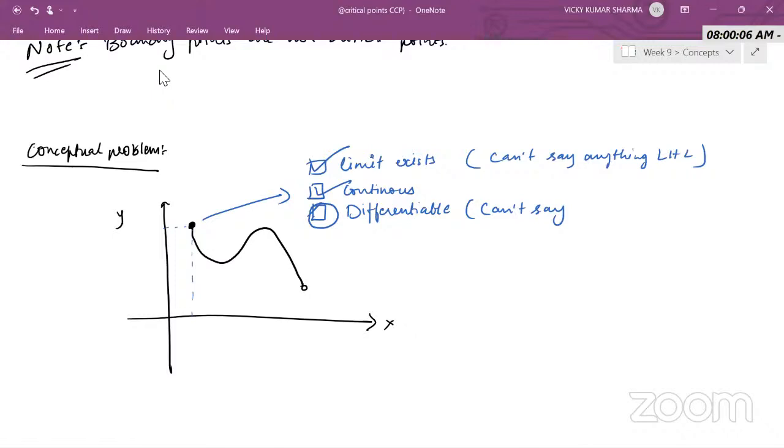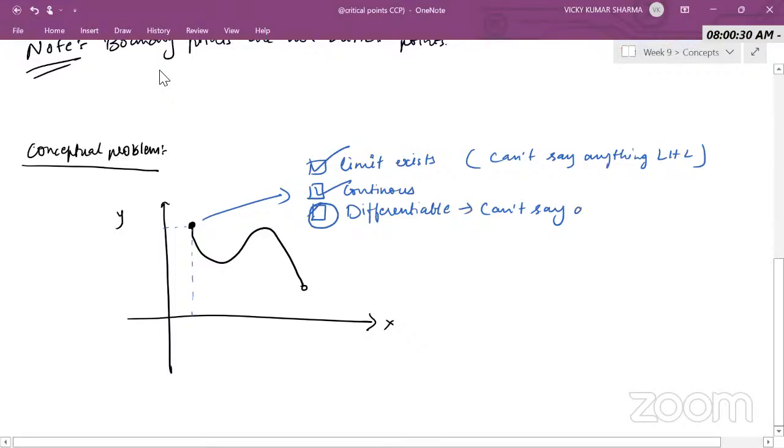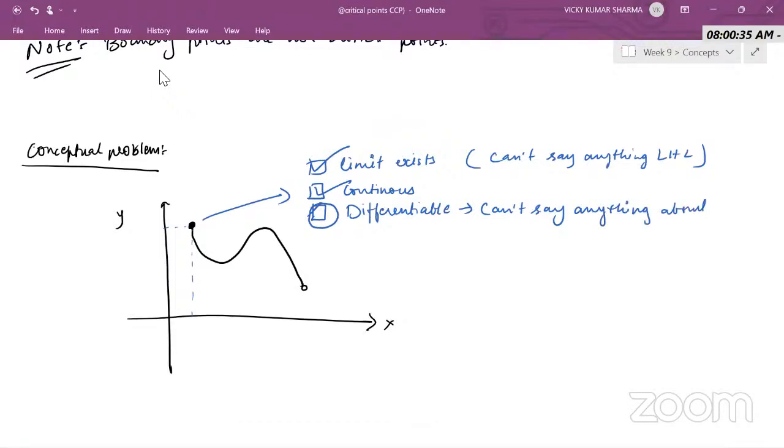As per our knowledge, you require more mathematical knowledge to tell whether it is differentiable at this point. There are so many mathematicians who can say that no, it is differentiable. So this is a controversial thing. Just to be on the safer side, we can't say anything about it. So just keep it with you: can't say anything about it. I hope this much is clear.